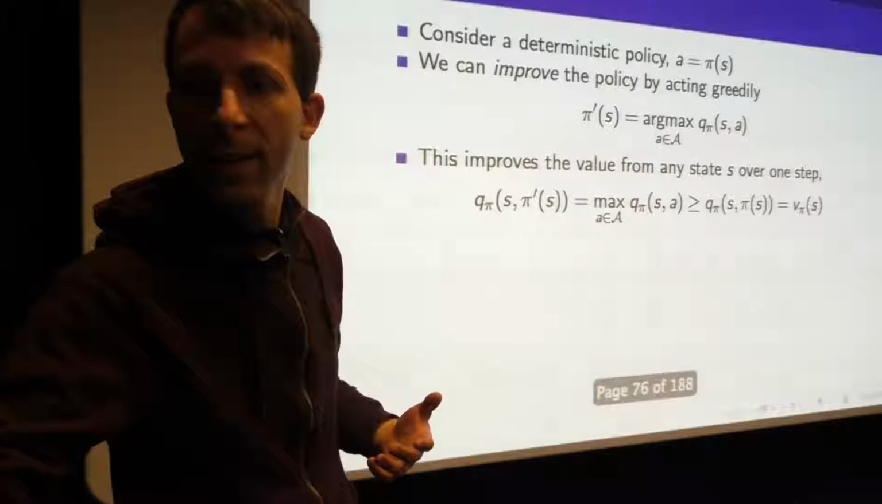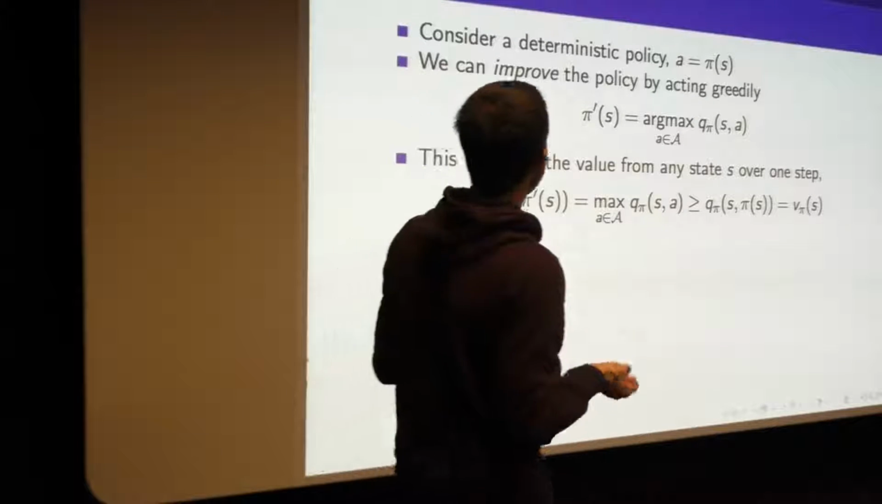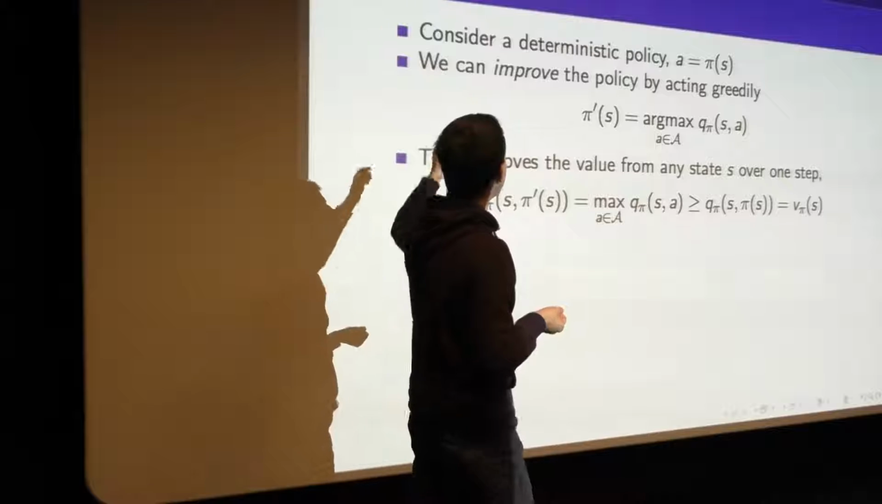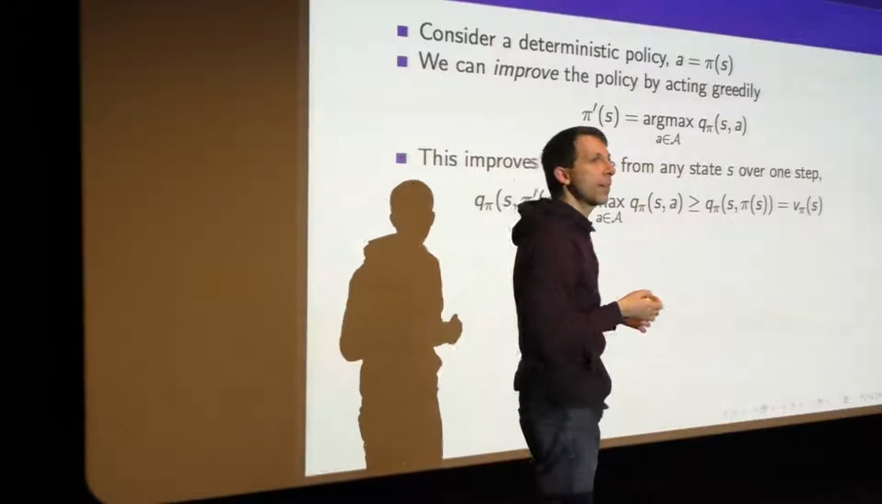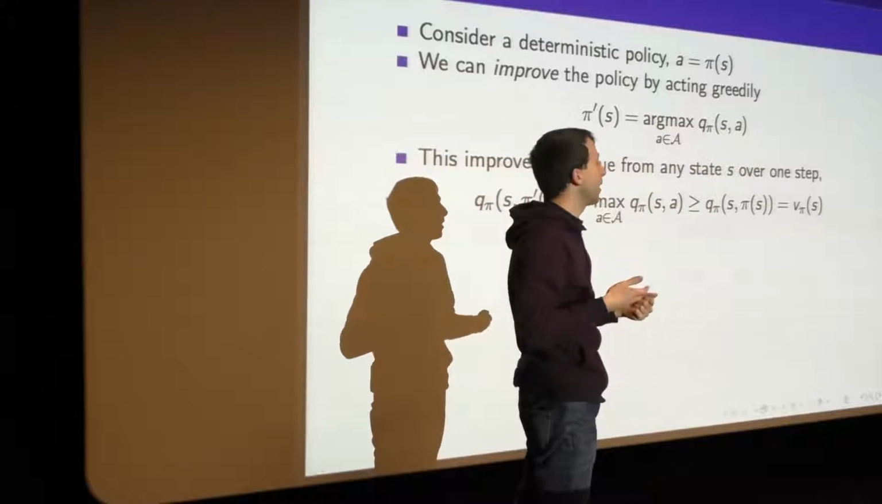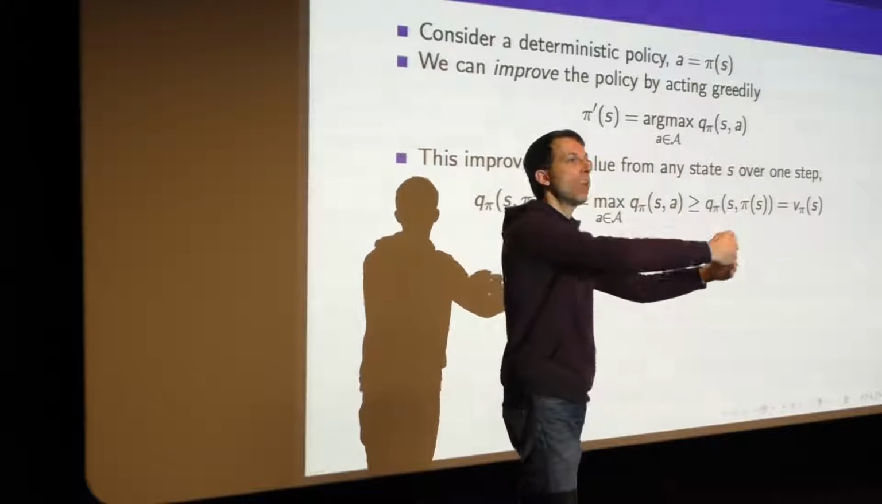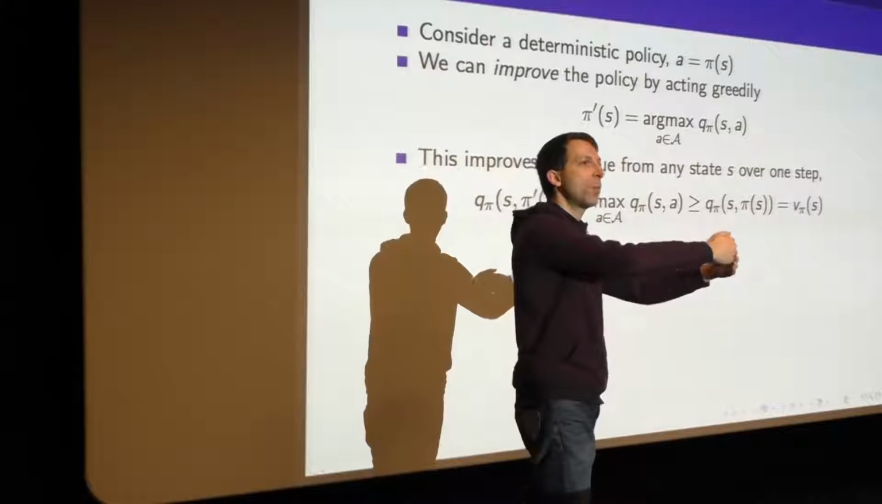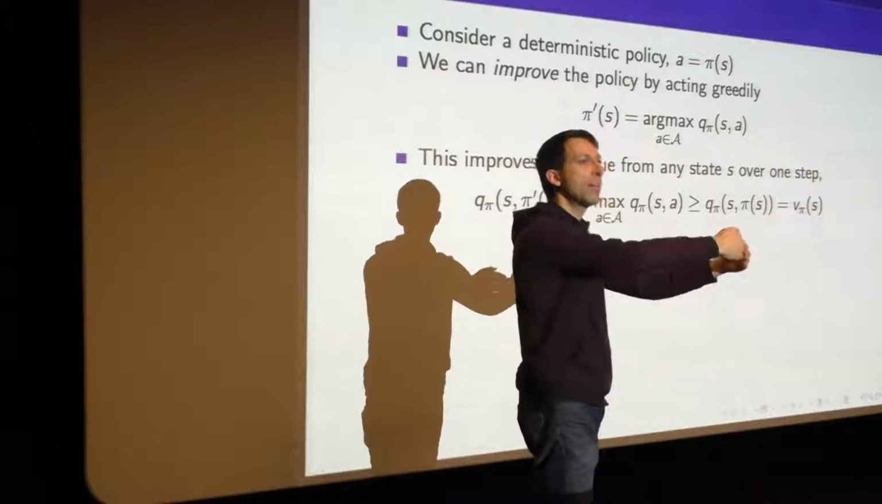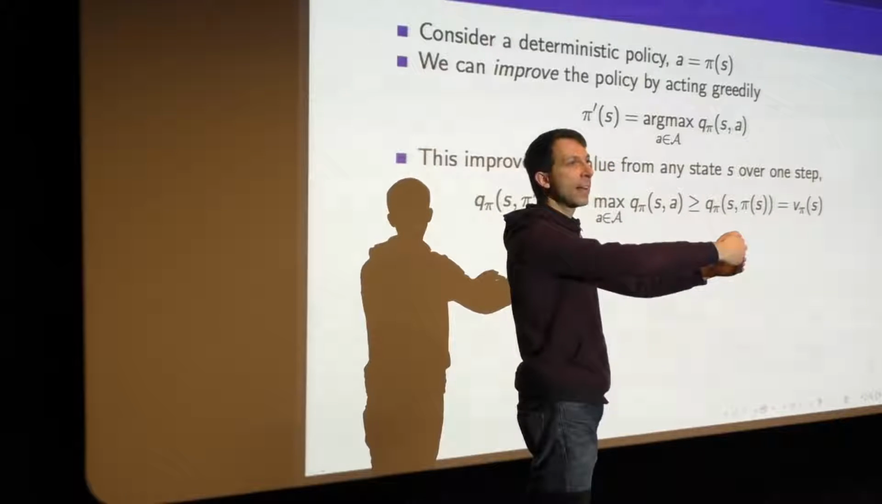Now the first thing to understand is to show that if we act greedily, the greedy policy at least improves the value that we're going to get over one step, over this immediate one step. Let's not worry yet about what happens after that. Let's just consider one step and see whether we get more value over one step.